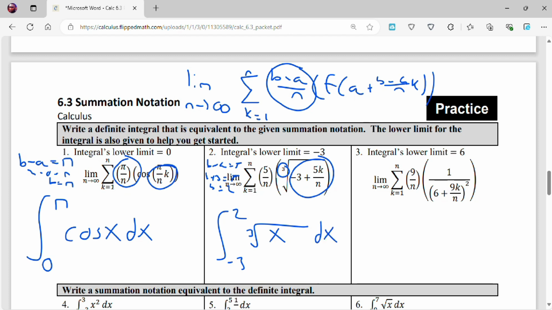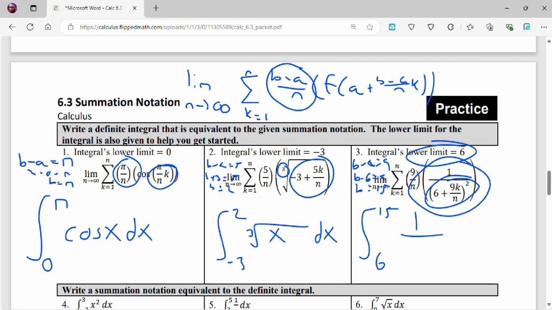Next question, we have lower limit of 6. b minus a equals 9. b minus 6 equals 9, so b equals 15. And then again, this is our whole function, so 1 over, and then this part right here is our x squared, right, because there's a 2. So that part was pretty simple.